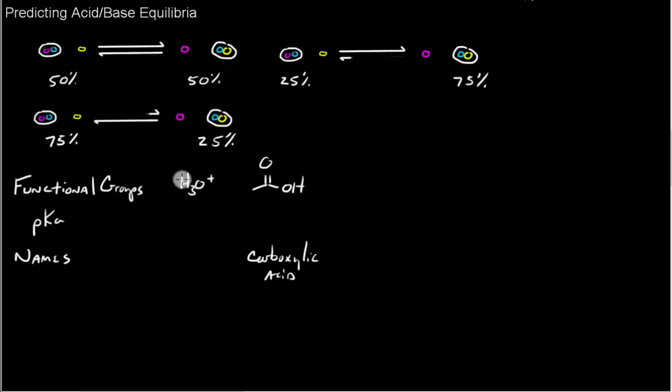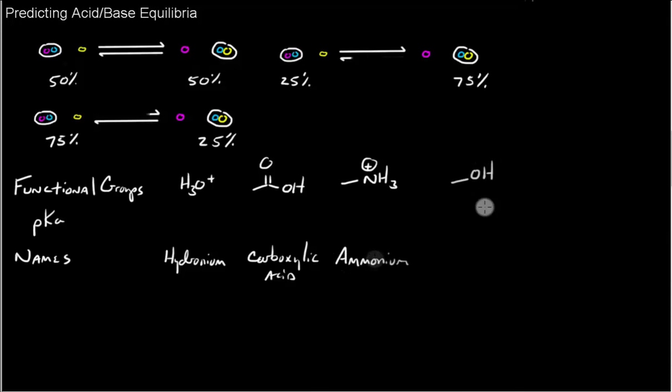This H3O+, sometimes you'll see this H3O+ designated as hydronium. And a couple more, in NH3+, and this molecule, its functional group name is called an ammonium. This is an alcohol, and then another functional group that we'll need to know, this functional group's name is amine.